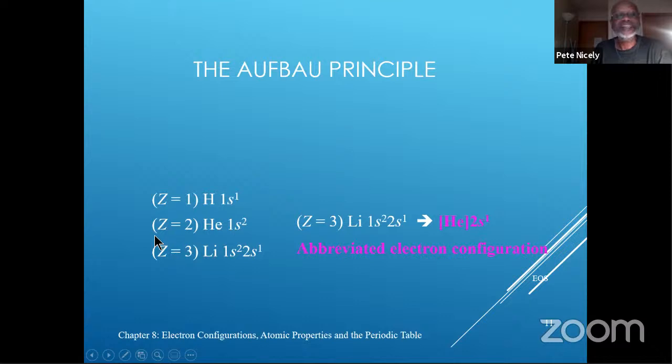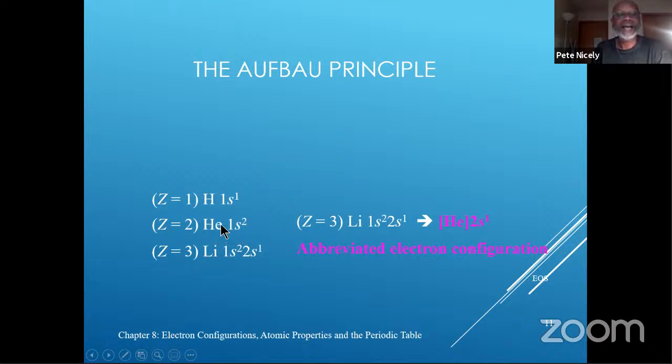The next element has 2 electrons. So basically, to get from hydrogen to helium, all we have to do is add 1 electron to the structure, and that electron will join the first electron in the 1s sublevel. So therefore, the electronic configuration of helium is 1s2. So the next element is lithium.